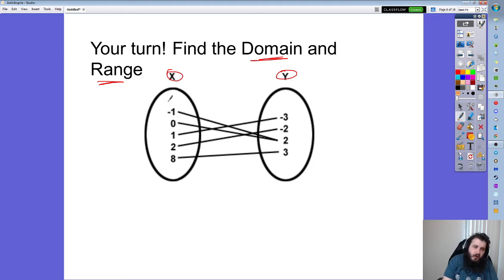Okay, so let's look at what's in our domain. We've got -1, 0, 1, 2, and 8. So for our domain, we're going to put -1, 0, 1, 2, and 8.